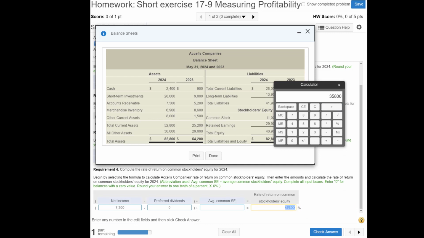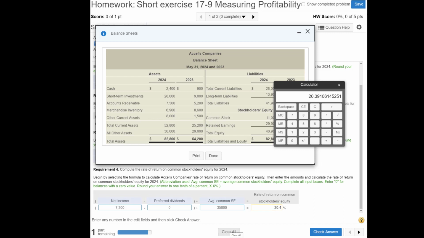Oops, I put it in the wrong place. So then we take 7,300, subtract 0 preferred dividends, and divide by average common stockholders' equity. So 7,300 divided by 35,800 equals, and notice they want us to convert it to a percent, so we multiply by 100. That gives us 20.391061, and they want us to round to one decimal, so 20.4%.